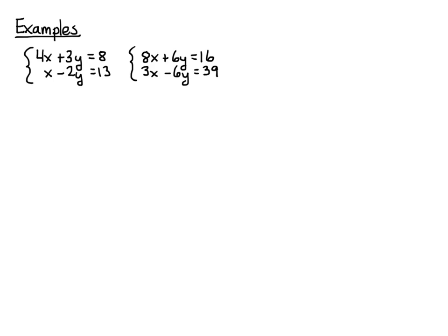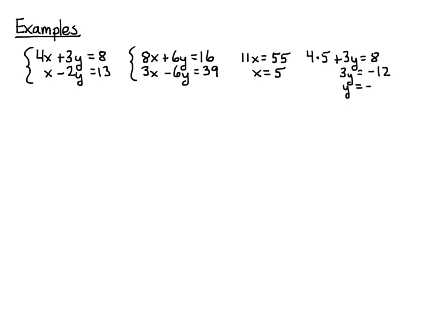So very clearly, we're not introducing any fractions, anything like that. We're not multiplying by a fraction. We're just multiplying by whole numbers to get to these nice coefficients. And so now when I add those two equations, I get 8x plus 3x equals 11x, and 16 plus 39 is 55. My 6y and my negative 6y cancel each other out, so I divide both sides by 11, and so my answer is x equals 5.